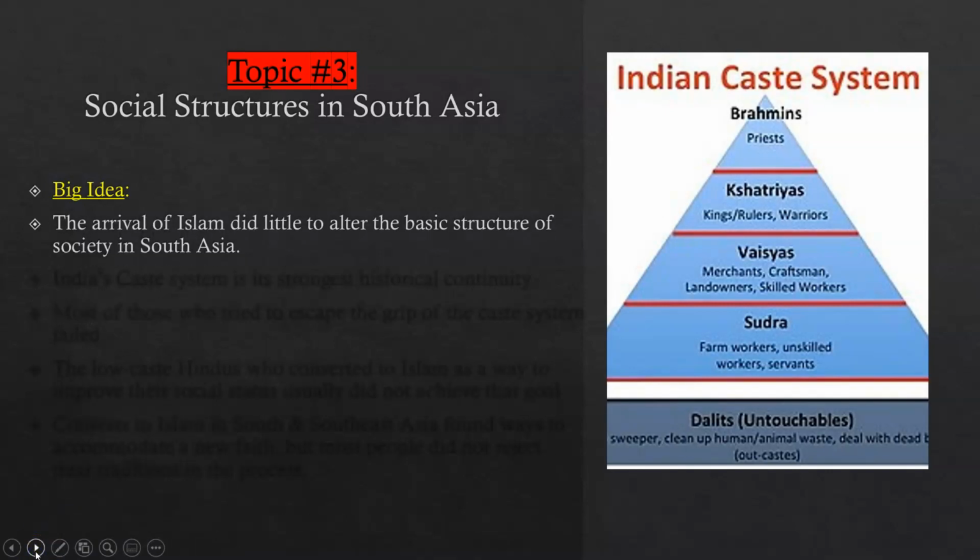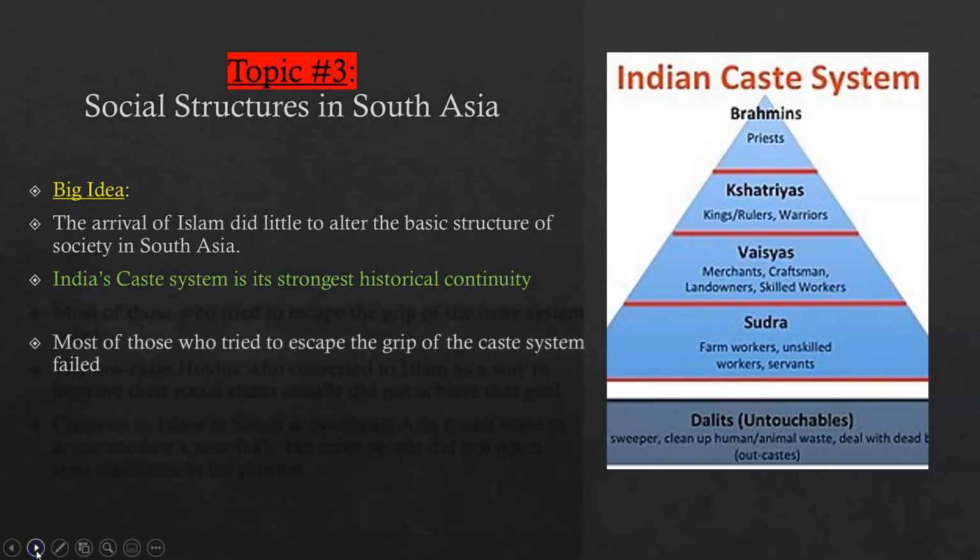The arrival of Islam did little to alter the basic structure of society in South Asia. So the thought or the idea of this religion offering upward mobility is not working out in reality, and that happens a lot. India's caste system is its strongest historical continuity. Continuity is a big word for AP World History. Remember our AMSCO text, these lectures, it's thematic. We're not just going chronological. So one of the themes is continuity.